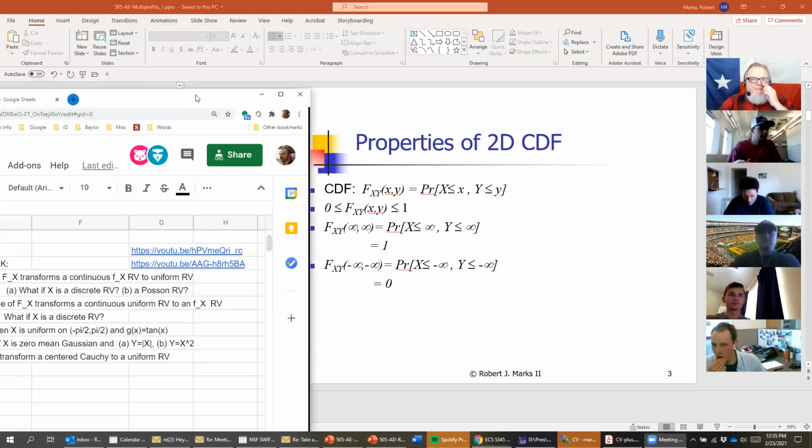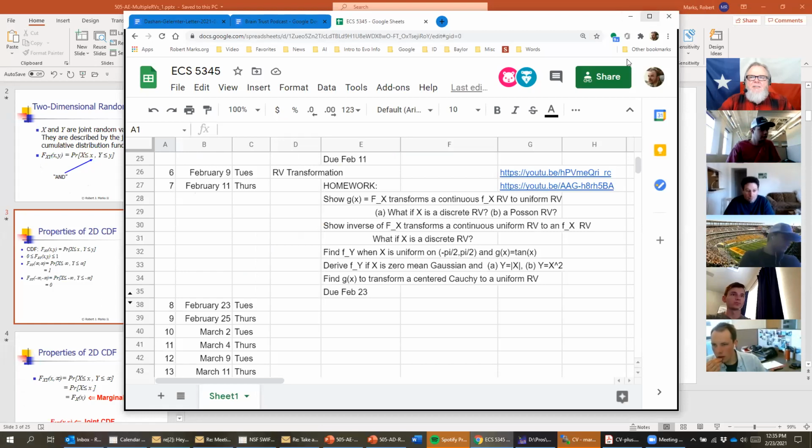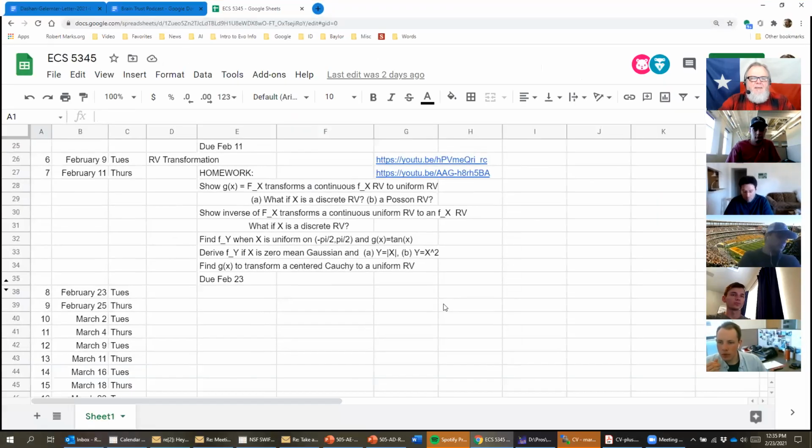Okay, let me go ahead and share the screen so we can figure out what it is here. Okay, it's this one, correct? Yes. Show that G of x equals capital F of x transforms continuous F of x RV, a random variable. Is the capital F of x supposed to be related to the lowercase f of x? Yes, it is. By the cumulative, like one is the derivative of the other? Yes.